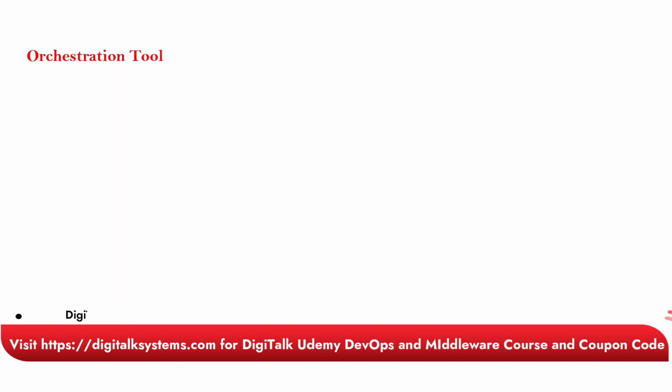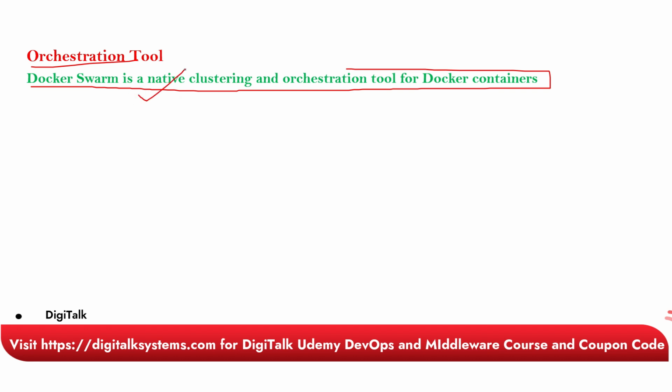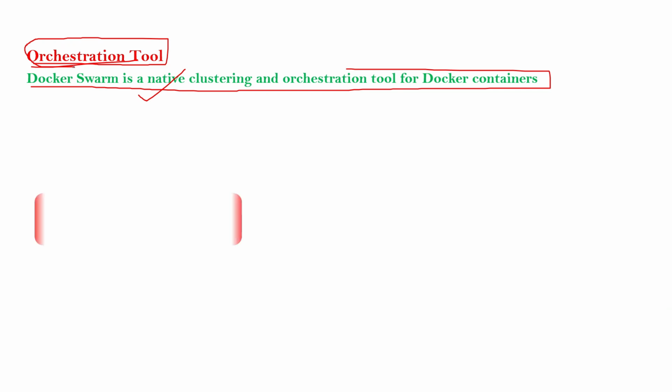So let me first quickly recap all the concepts that we have discussed so far. What exactly is the use of Docker Swarm? It is an orchestration tool. That means Docker Swarm is a native clustering and orchestration tool for Docker containers. As I said, it is a native tool, which means you don't have to install any tool separately. It is bundled with your Docker.